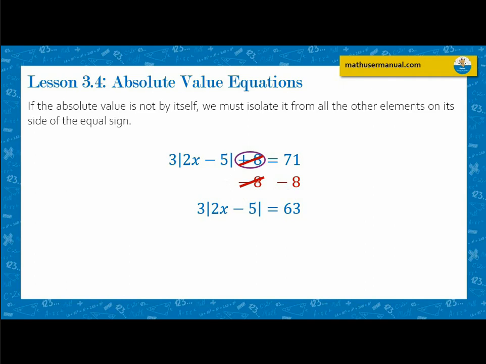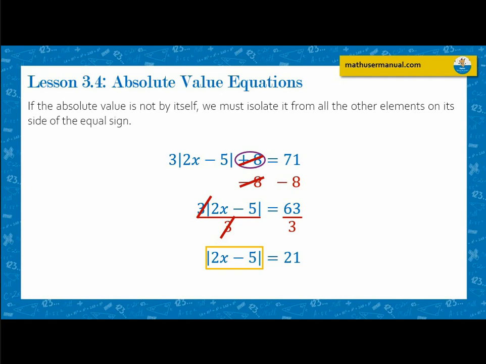But the absolute value is still not fully isolated because we still have that 3 multiplying outside of the absolute value. So we divide by 3. It's always doing the inverse operation. Every time we need to move things around in equations, we can use inverse operations. So we divided by 3 to cancel the 3s, and then we divide the right side by 3. 63 divided by 3 is equal to 21. And guess what? Finally, our absolute value is by itself, is alone. There is nothing else besides the absolute value on the left side of the equation.